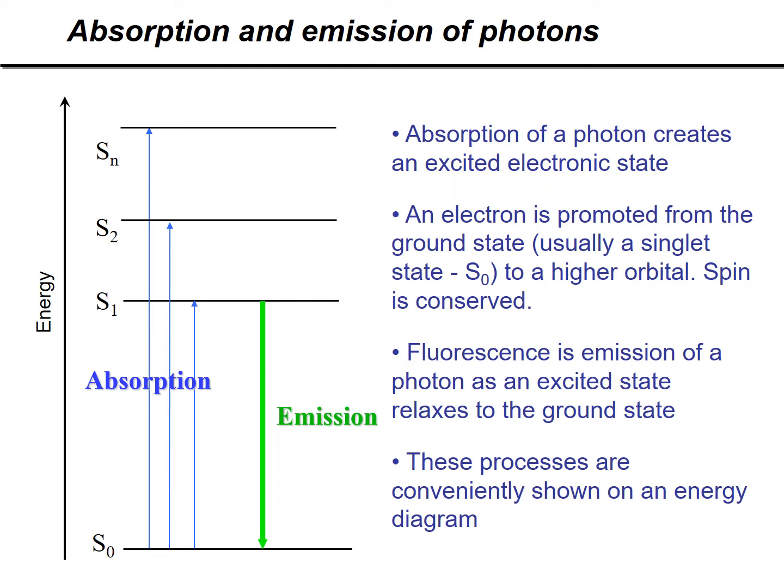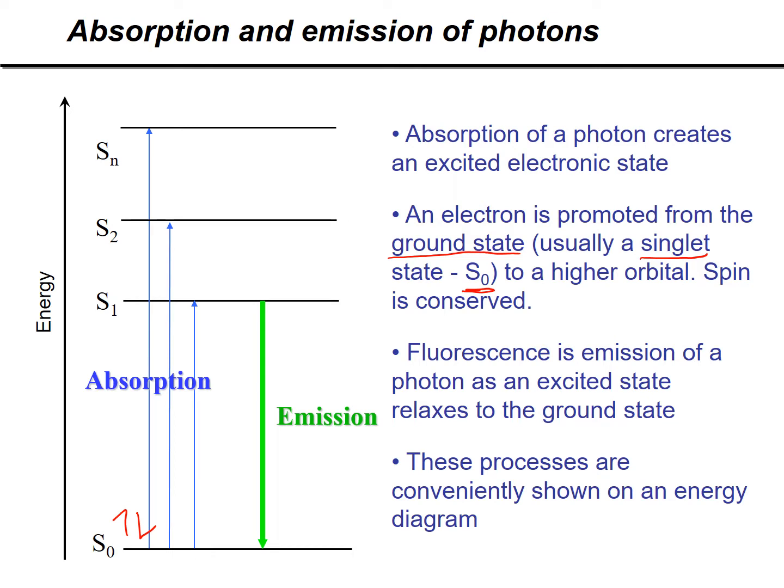S0 is the ground state. So where's that? Here we go. Ground state, S0. And the S means singlet. It means it's got singlet spin, which means that if there's electrons in there, then they have to be spin paired. The S1, S2, Sn are excited electronic states.